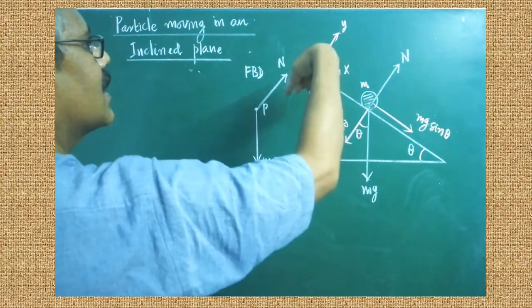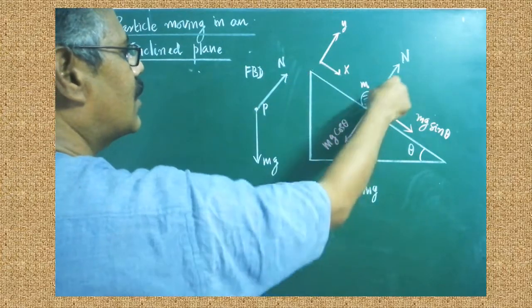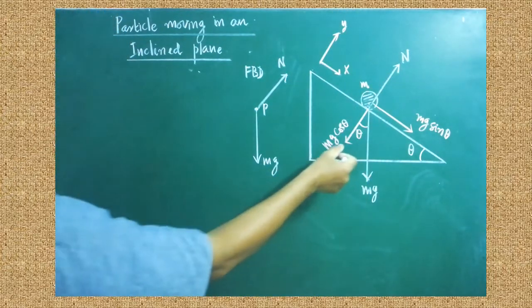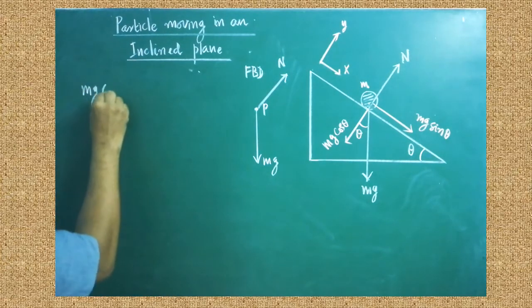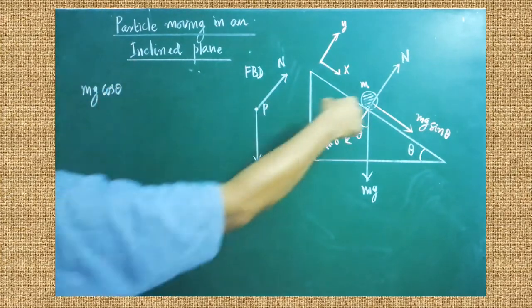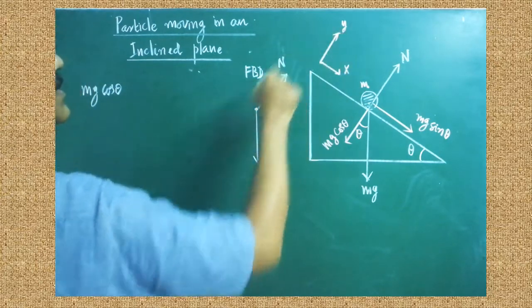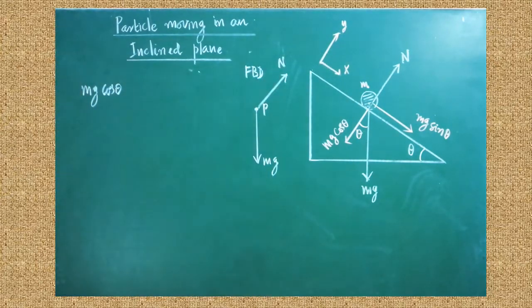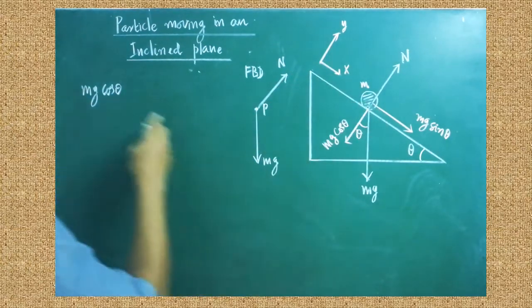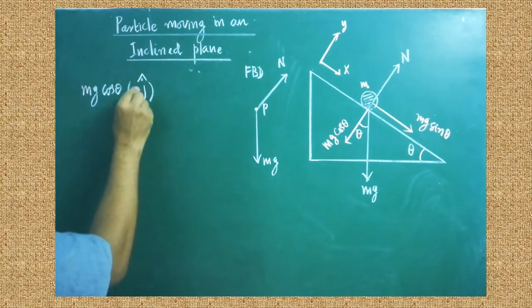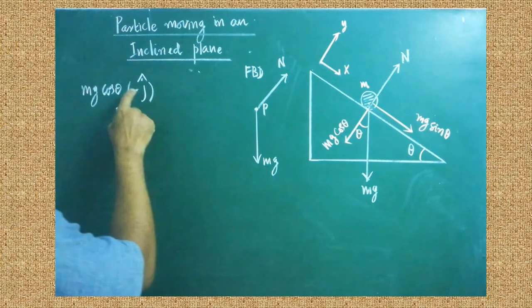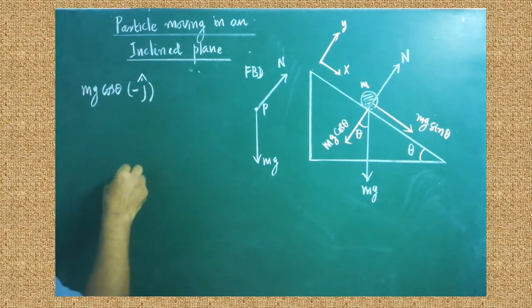Now we will see how many forces are acting along the y direction. Along the y direction alone must be considered, and we have to find out how many forces are acting. Let us take this force. What is this? mg cos theta, which is acting along the negative y direction. Since it is acting along the negative y direction, this one must be written as minus j cap. For the minus y direction, the unit vector minus j cap must be written.